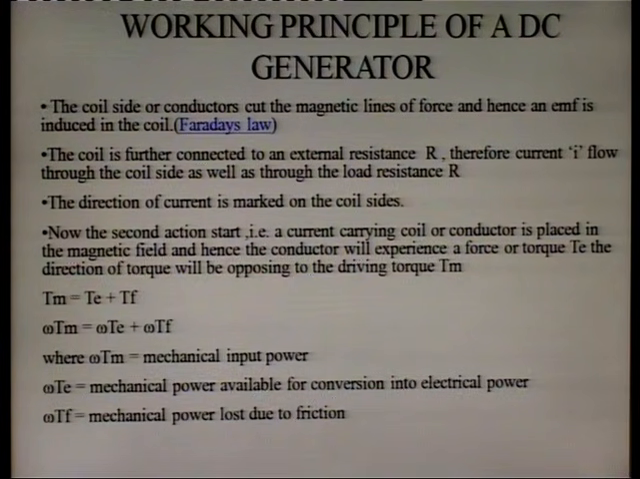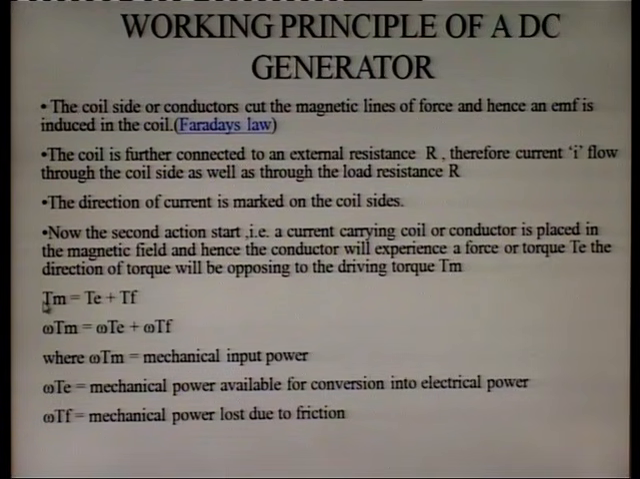Now the second action starts, that is, a current carrying coil or conductor is placed in a magnetic field, and hence the conductor will experience a force or torque Te. The direction of torque will be opposing to the driving torque Tm. So this is the input torque, that is Tm. So Tm will be equal to Te plus Tf. So the mechanical torque has to overcome electrical and frictional torques.